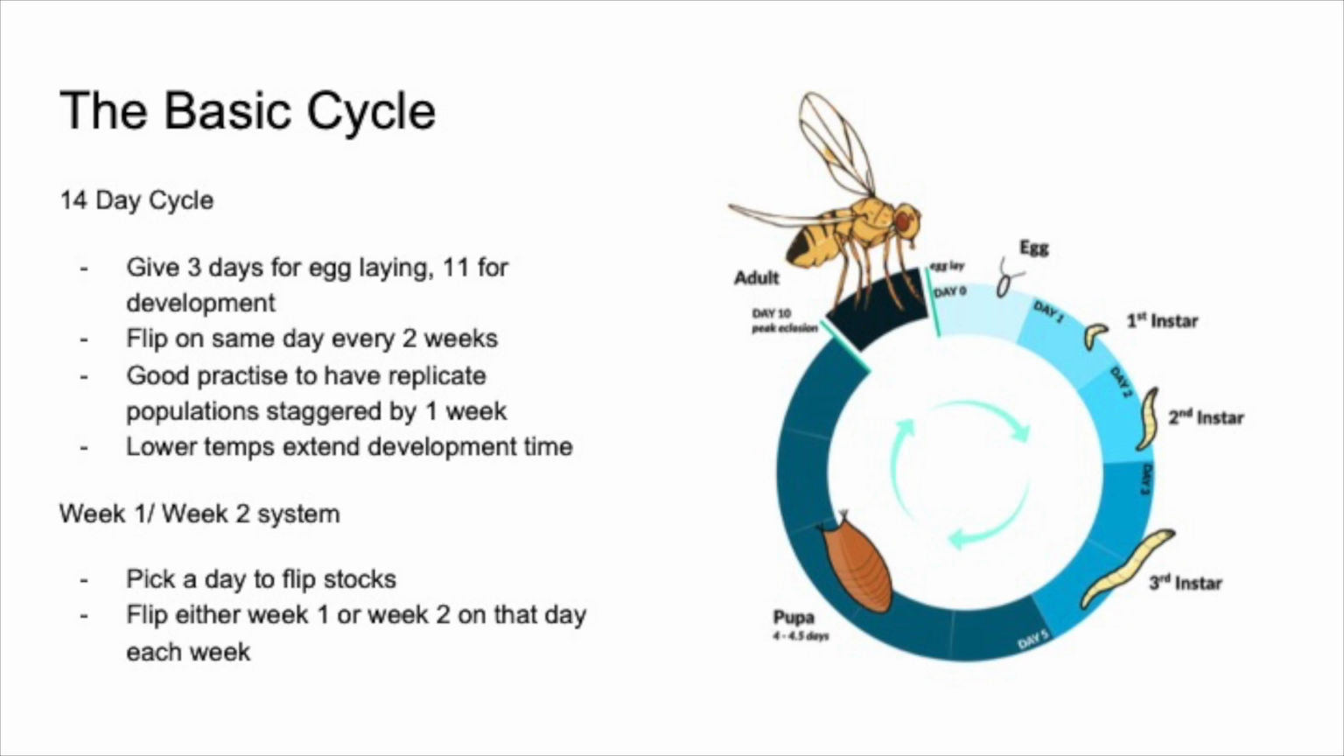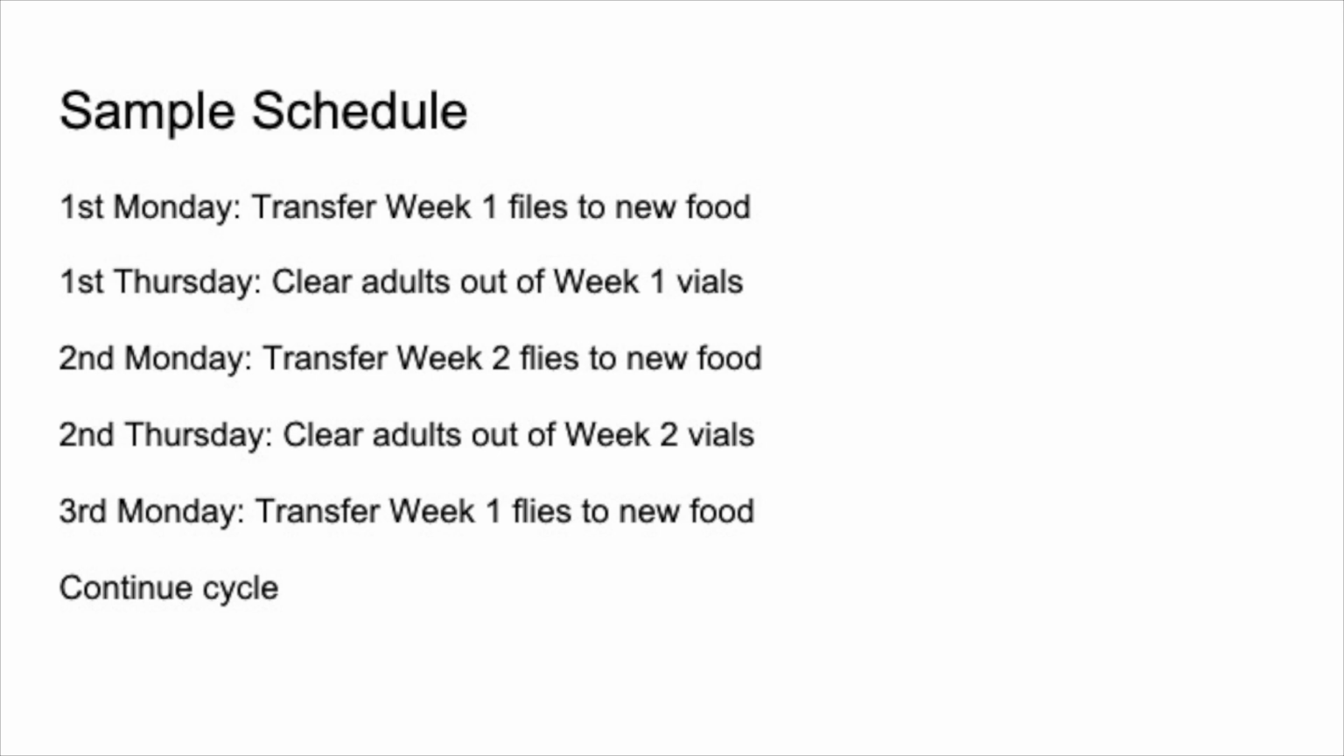staggered by 1 week, so that you will flip all of your week 1 flies on 1 week, then your week 2 flies the next week, the week 1 flies again on the 3rd week, and so on and so forth. This 14-day cycle can be extended by keeping the flies at lower temperatures. For example, keeping flies at 18 or 19 degrees will extend this 2-week cycle to about 3 weeks.